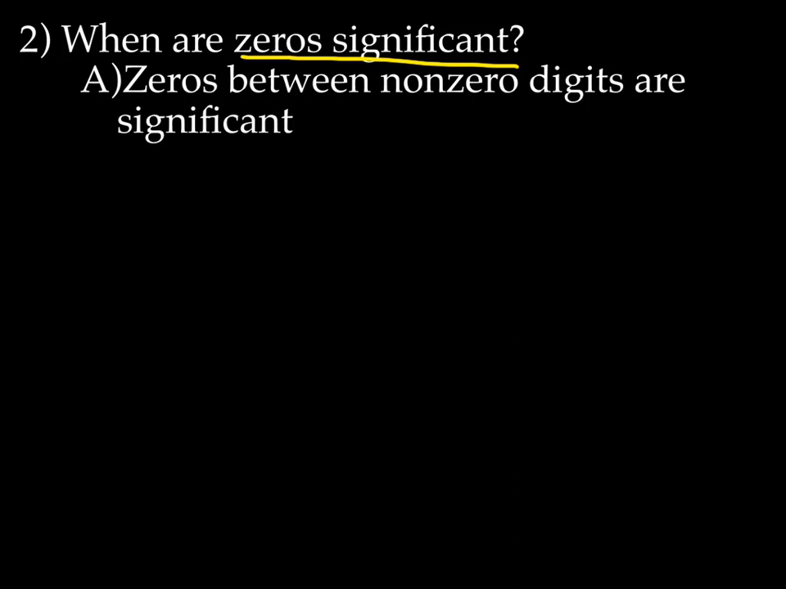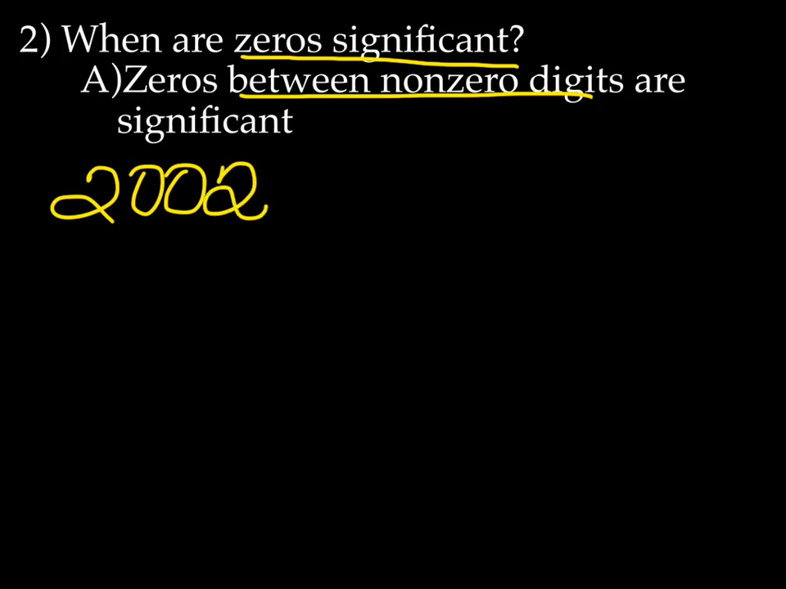All right, so first of all, zeros between non-zero digits are significant. So if I had something like 2002, let's figure out how many of these digits are significant. The 2 and the 2 are significant because they are non-zero digits. What about these 2 zeros? Are they significant? Do they fall between non-zero digits? They do, which makes them significant. So all the digits in this number are significant. This number has 4 sig figs.